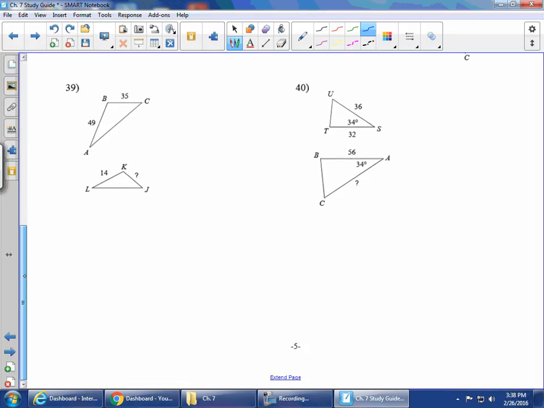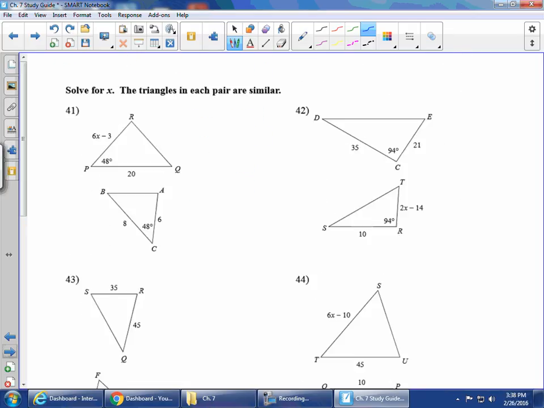Moving on there. Going to the next page, solve for x. Same idea. Instead of marks, you're going to get an angle measurement. That just lets you know how to orient your triangle. So you're going to write a proportion that would look like this. And then 6 is going to correspond to 6x minus 3, and 8 is going to go with 20, just like I showed you on the last one where you have an algebraic expression.